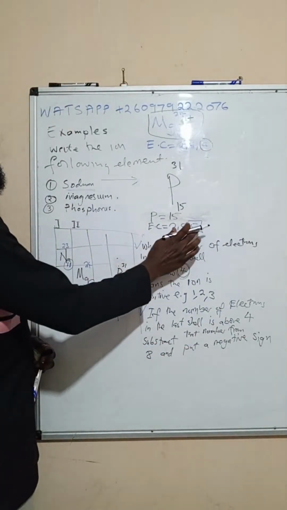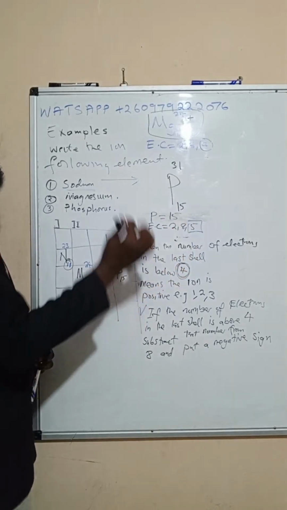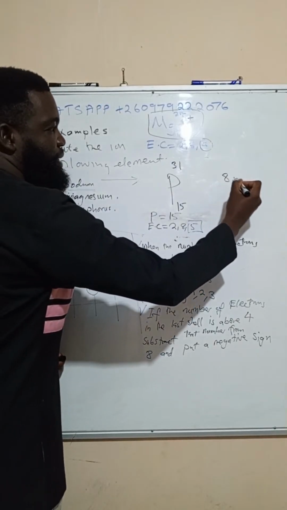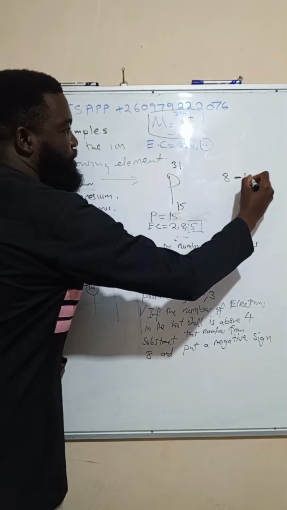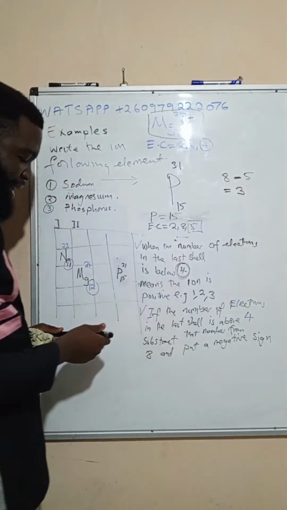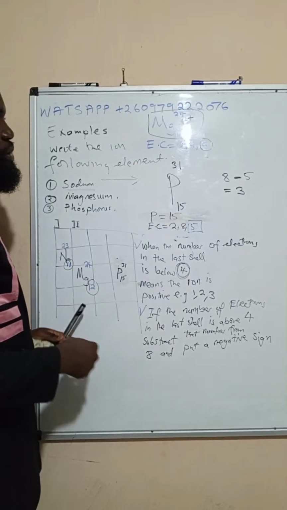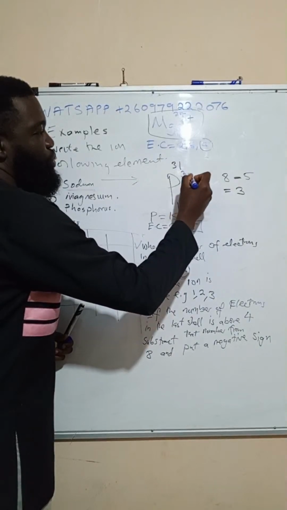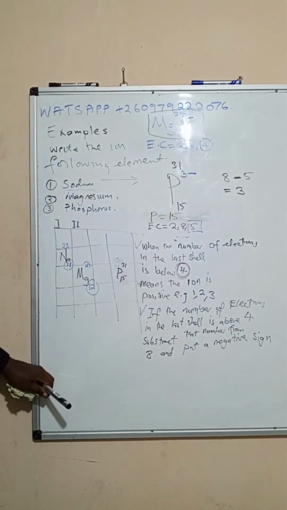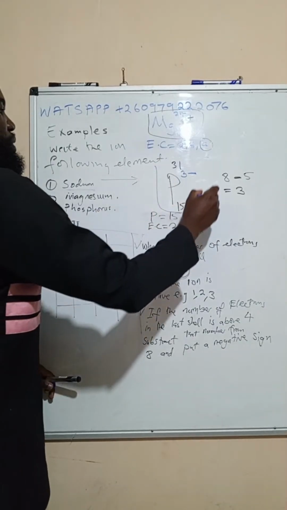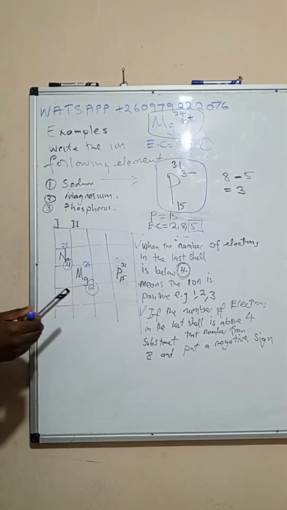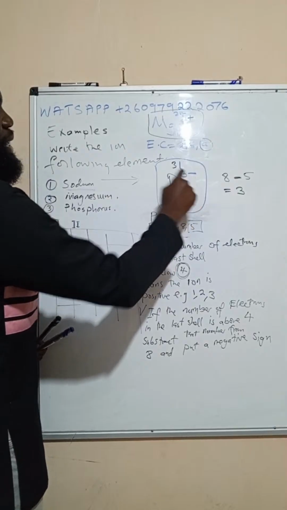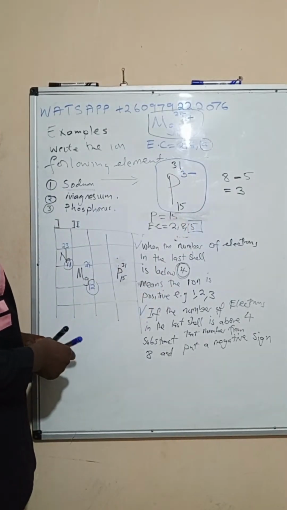So if the last number here is above 4, you subtract that number from 8. Since it's 5 here, you subtract it from 8. You get 3. Then you add a negative to your answer. So you're using negative 3. So the charge here will be 3 minus. This is how the ion looks like: 15, 31 with a 3 minus. I hope you have understood.